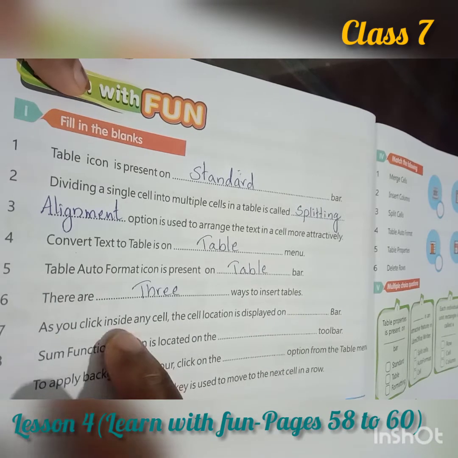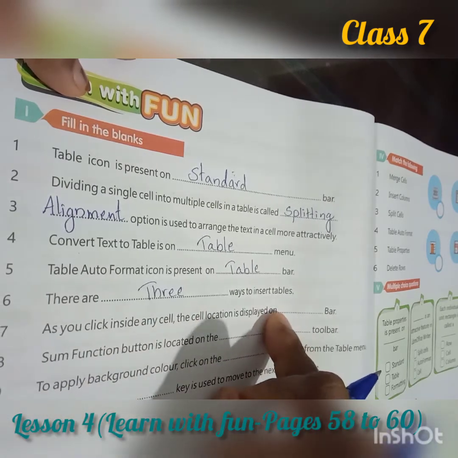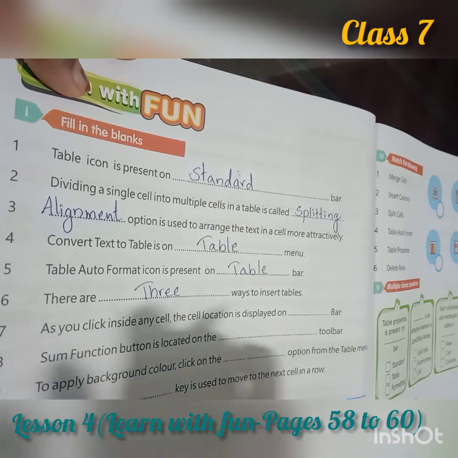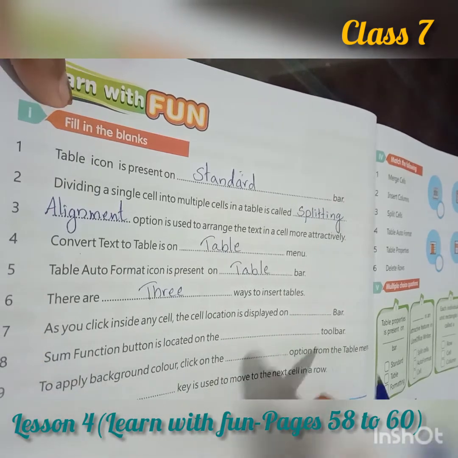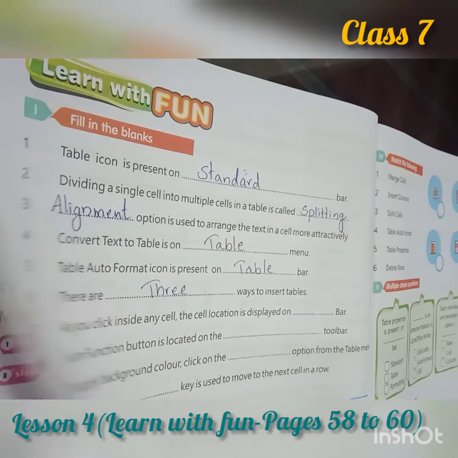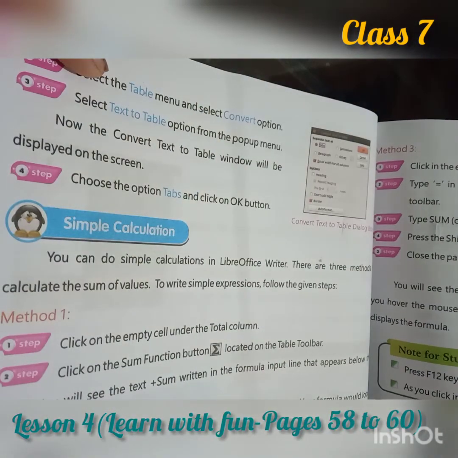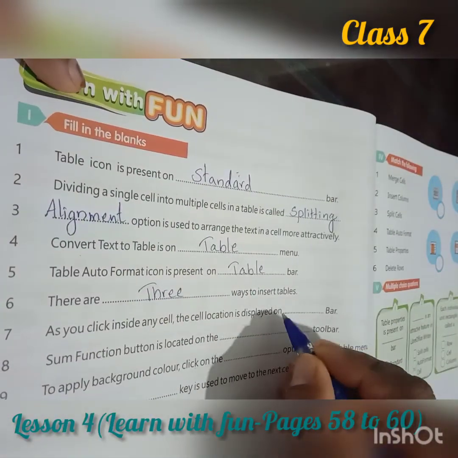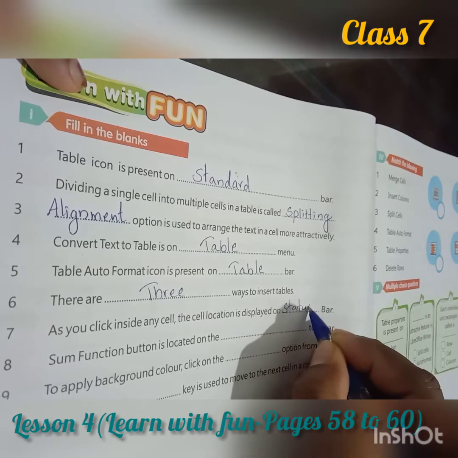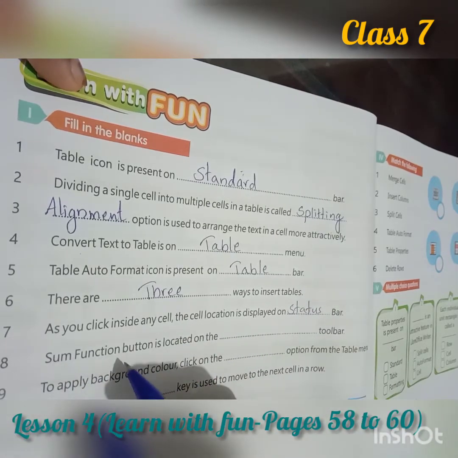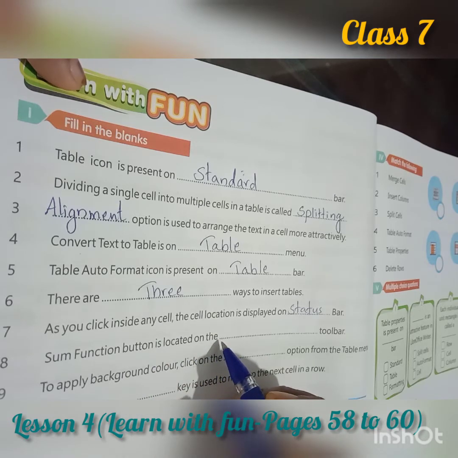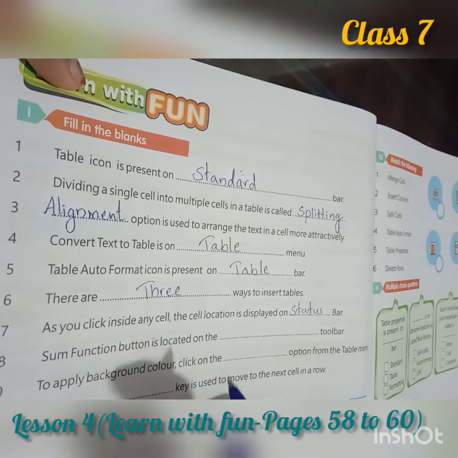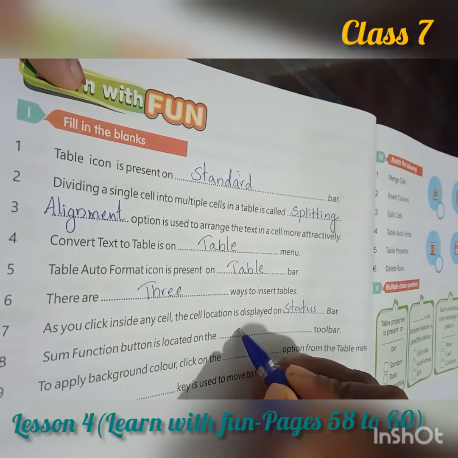As you click inside any cell, the cell location is displayed on dash. I told you when you click F12, what happened? You will be able to see the formula bar, and as you click inside the cell, the location is displayed on the status bar, right? So displayed on status bar. Some function button is located on the dash toolbar. Where is the function button located? It is also in table.